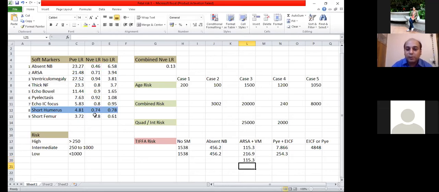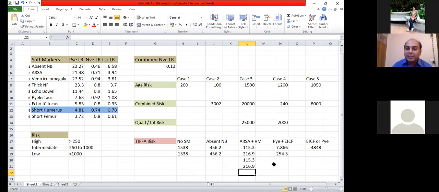So this gives us a total LR of the study. Now we divide this risk by this total LR. The risk comes out to be 217, which is very high risk. So we can straight away go for invasive tests.